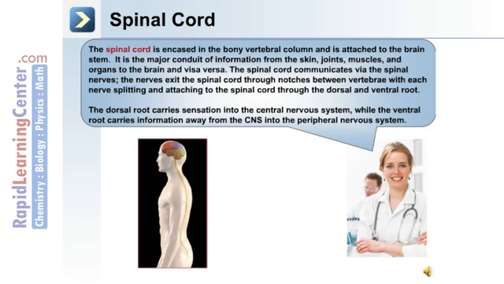The nerves exit the spinal cord through notches between vertebrae, with each nerve splitting and attaching to the spinal cord through the dorsal and ventral roots. The dorsal root carries sensation into the central nervous system, and the ventral root carries information from the central nervous system into the peripheral nervous system, typically motor commands.